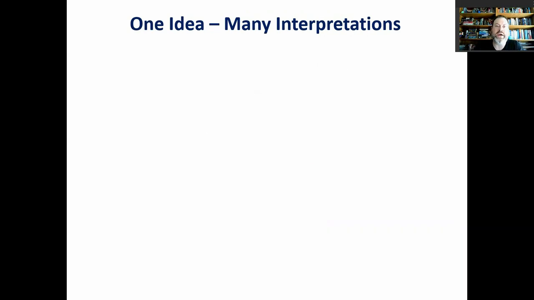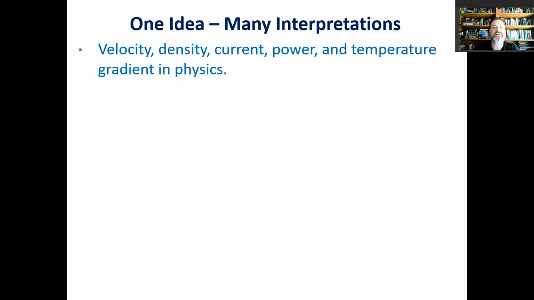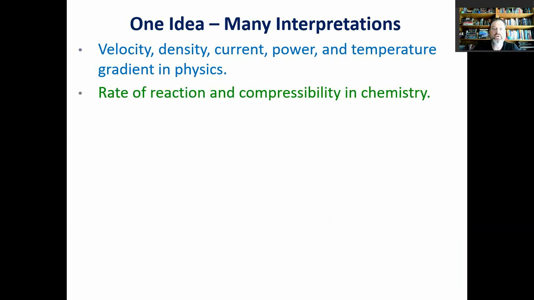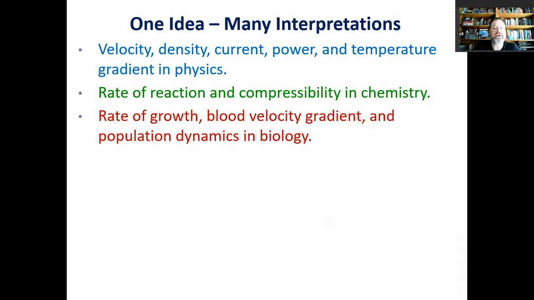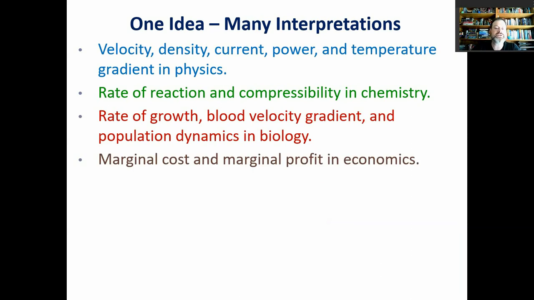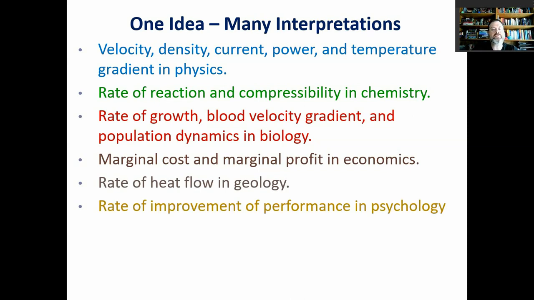So just to wrap up today, I just want to point out that we looked at lots of interpretations of stuff. So velocity, density, current, power, temperature, gradient, and physics. We saw a couple of these. Didn't go over everything. Rate of reaction and compressibility in chemistry. Rate of growth, blood velocity, gradient, population dynamics. You have a couple of those on the homework. Marginal cost and marginal profit in economics. You have a couple of those on the homework. The marginal cost and marginal profit comes with its own video, so you can watch that video to see how this stuff works. Rate of heat flow in geology. Rate of improvement of performance in psychology. And rate of spread of a rumor in sociology.